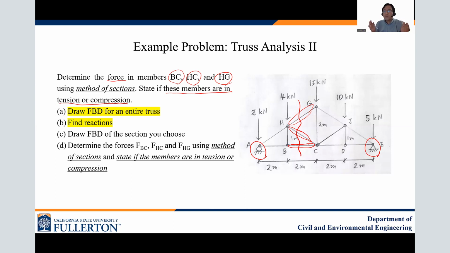So choose the left side or right side, no matter what, you need to find the unknown reactions. Because you cut the members, these members already have 3 unknown member forces. That's the reason why we draw the free body diagram for the entire truss and then find the reactions. That is required to solve this problem.